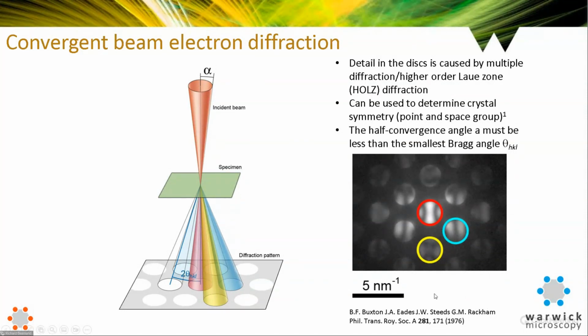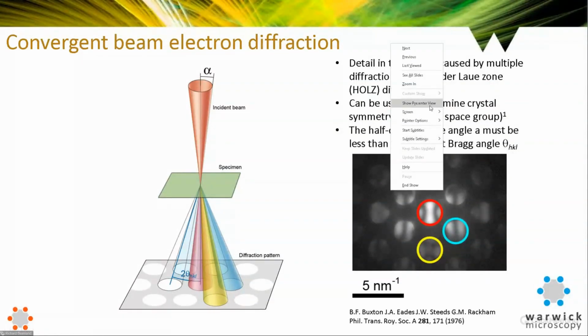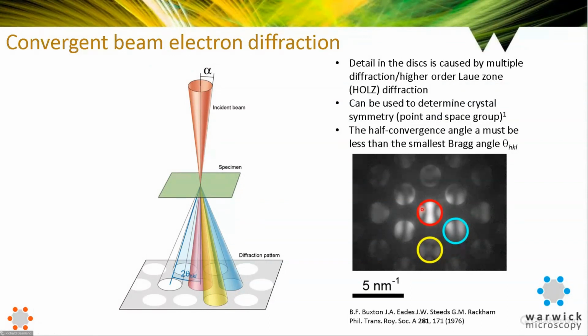The restriction that we have here, one difficulty we have here, is if you want to be able to see this detail in the disks clearly, then you can't have this incident beam half convergence angle bigger than the smallest Bragg angle in your diffraction pattern. So that really limits how much of this dynamical diffraction pattern you can see, because once you get too big, everything starts to overlap.